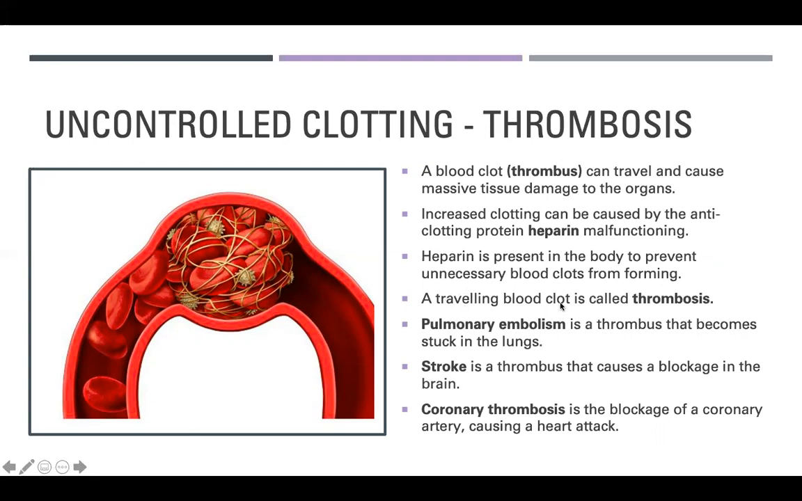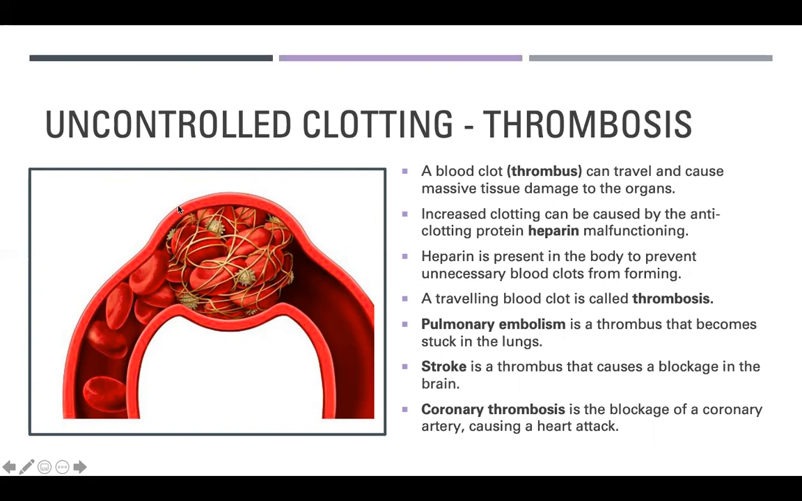When you have a blood clot that is traveling throughout your body, it's called thrombosis. So a pulmonary embolism is a thrombus that becomes stuck in your lungs. If you look at this diagram, it's a little bit exaggerated, of course, but we see red blood cells moving here. We have a clot. Those little spiny objects are platelets, and this fiber is the fibrin.